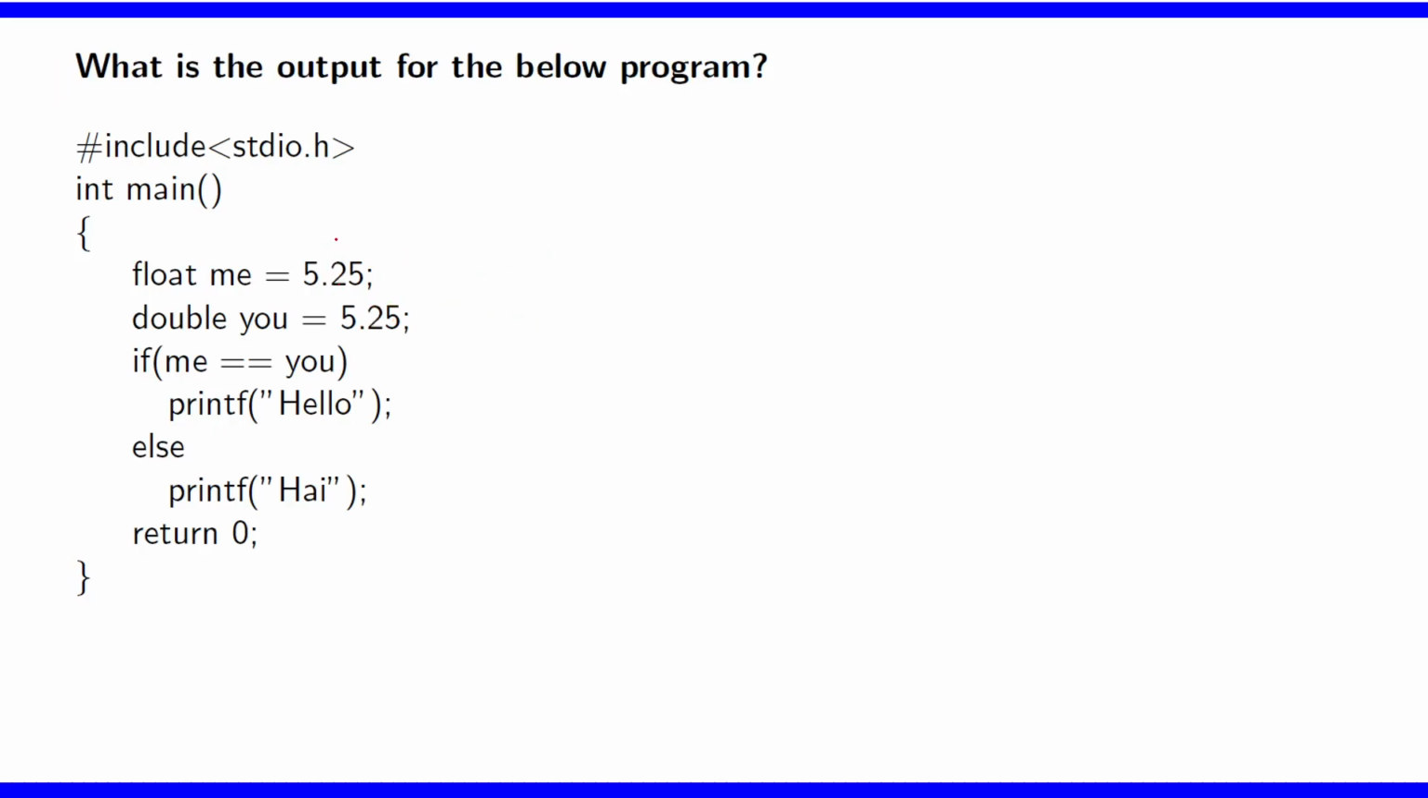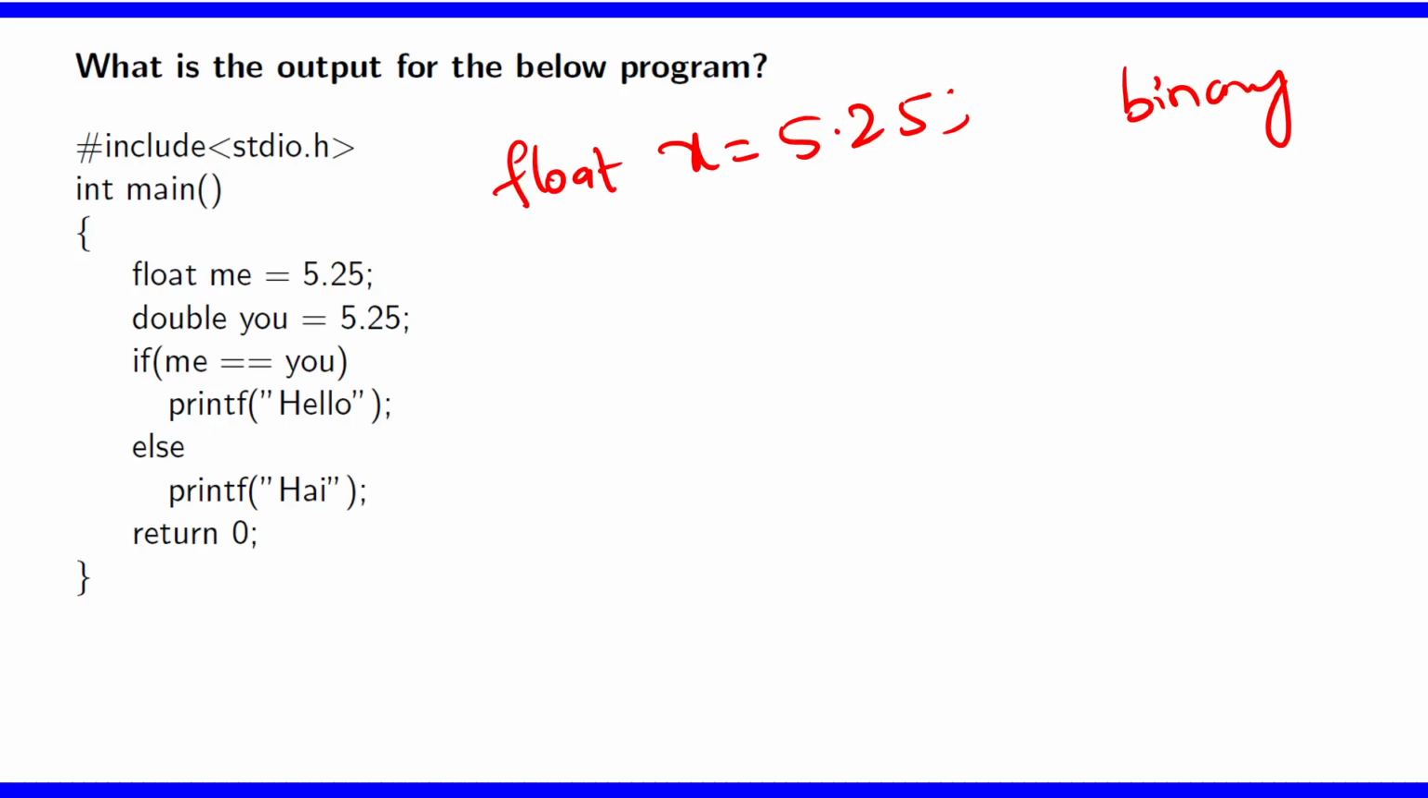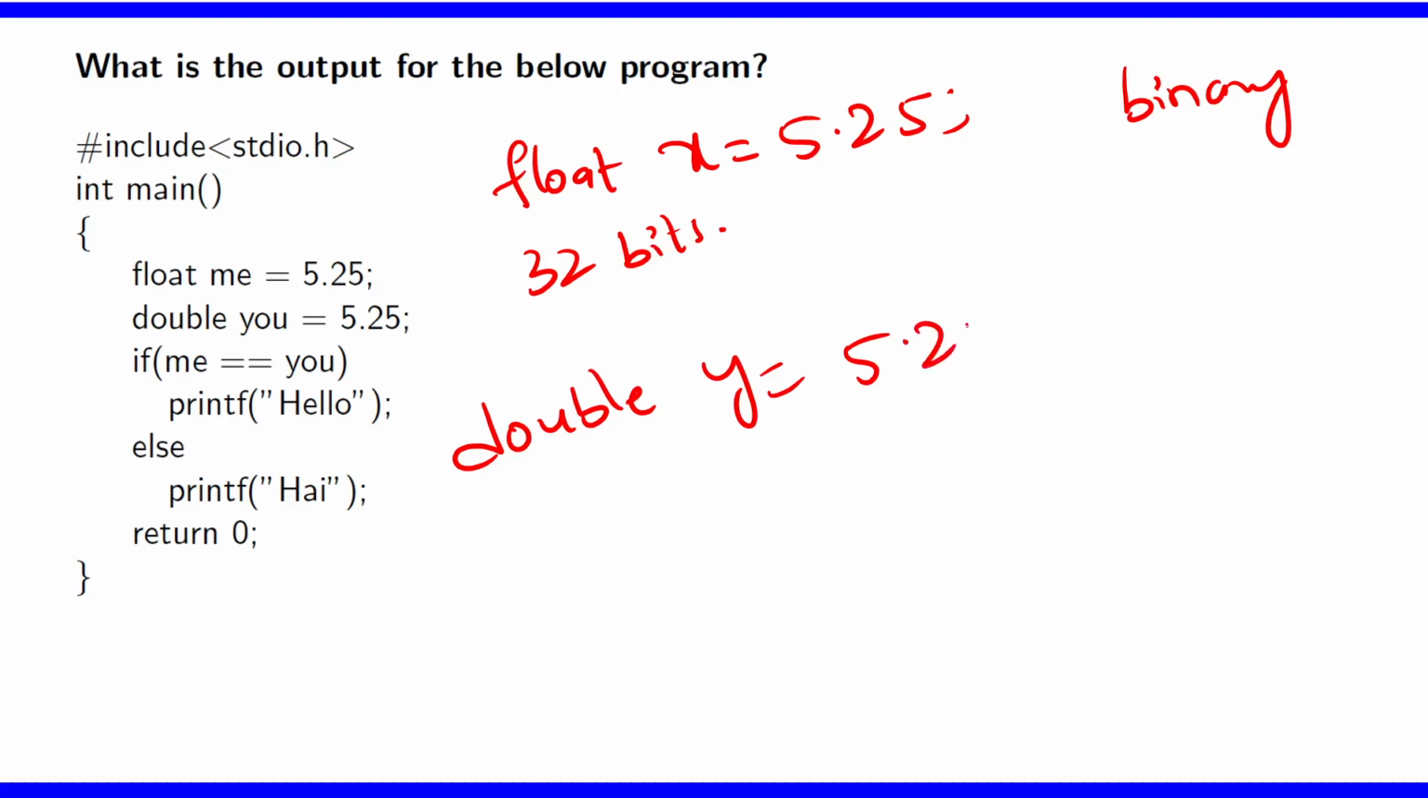Let's try to understand the output of this. It is a very interesting problem, and the answer again has a shortcut that is different. When you say float x equal to 5.25, generally we know the computer converts everything into the binary number system and then does the operation. Now let's say float is of 32 bits, and I have given double y equal to the same 5.25. What will the compiler do?